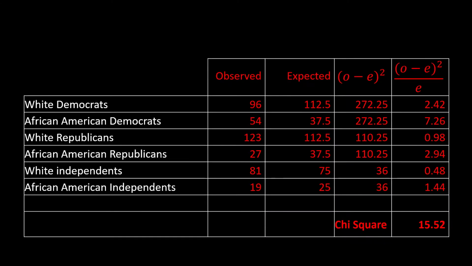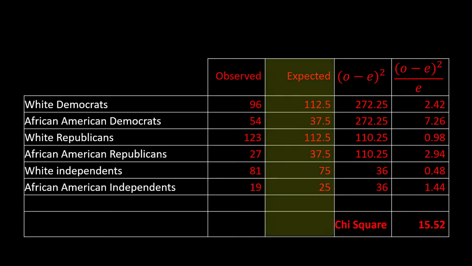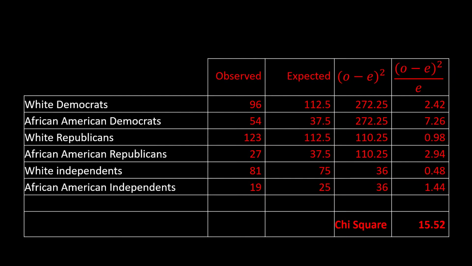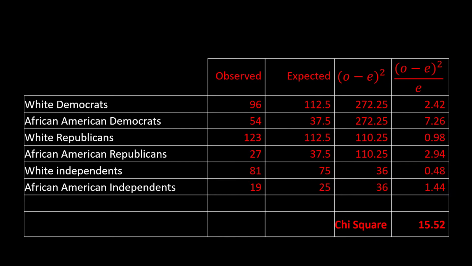Here's the summation table for this problem. This column over here shows the observed values. They're just taken from the table. This column shows the expected values, which we calculated just as I described. And to compute the chi-square statistic, we simply sum the values in the rightmost column of the table, as shown in the formula in the last slide. In this case, the value of chi-square is 15.52.